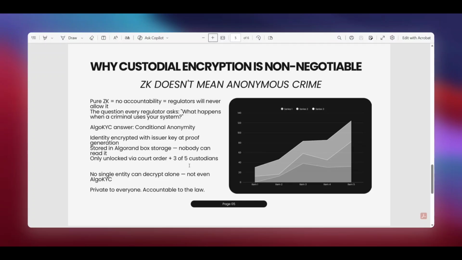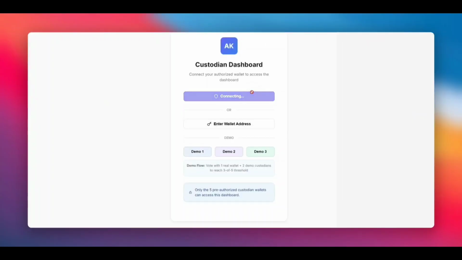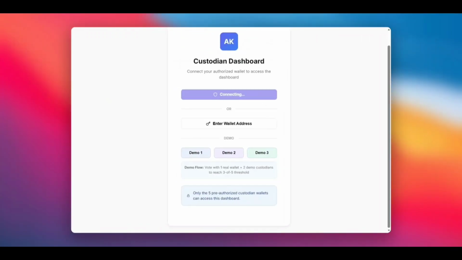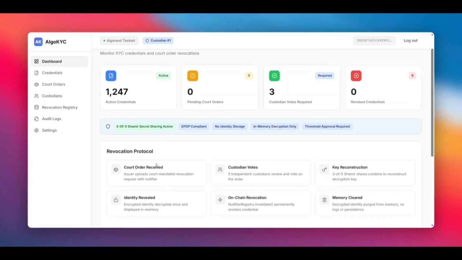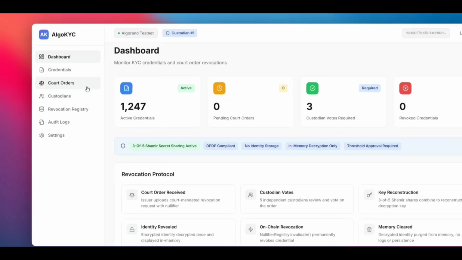During proof generation, an encrypted identity block is created and stored in Algorand box storage. No single entity can read it. The key is split using Shamir's secret sharing into 5 parts. At least 3 out of 5 independent custodians must approve before it is revealed.